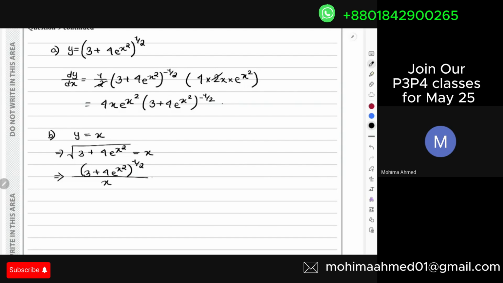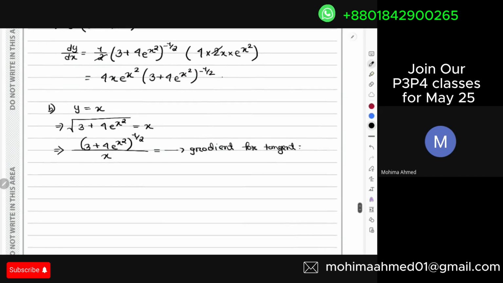Now this can also be considered as the equation for the gradient of the tangent, because you're basically doing y divided by x, right? This could be considered as the gradient for the tangent. And as we know, the gradient for the tangent and the curve are always equal to each other.